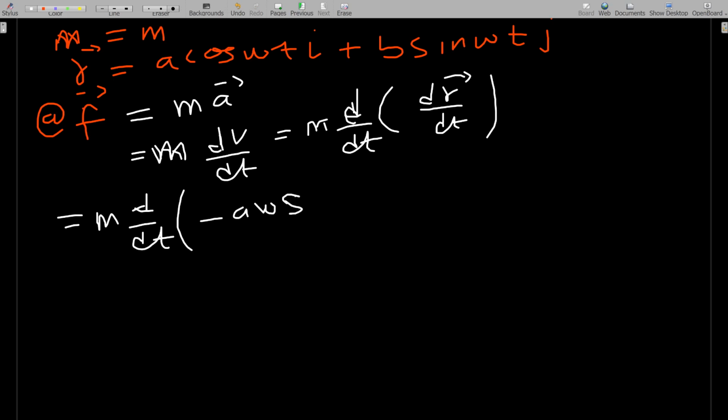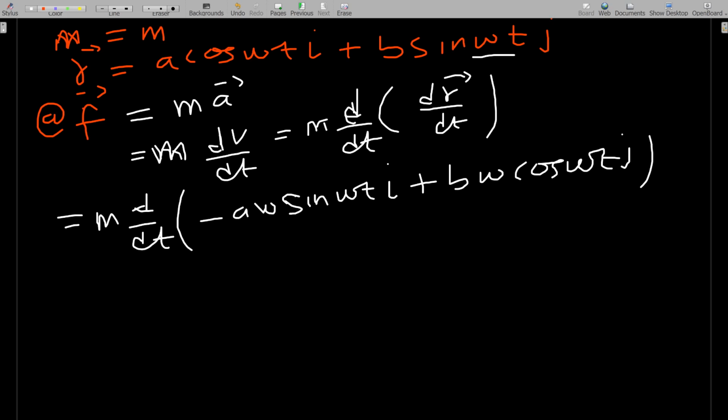Omega t, then i plus b omega cos omega t. We are differentiating with respect to t, so wherever I see a function of t, I differentiate. I differentiate this omega t to get omega, multiplied by the differential of sine, which is cos. The same thing happens to the first term. And this will be equal to m into d/dt of the whole of this again.